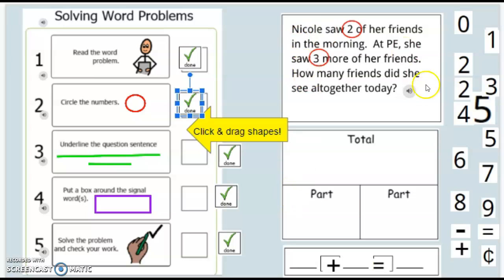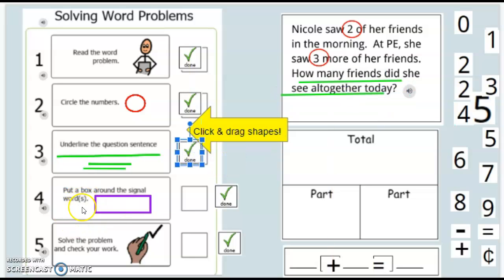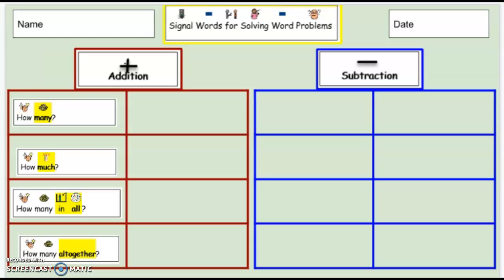Underline the question sentence. I find my question mark and read the sentence that is there. How many friends did she see all together today? Underline. And then we check that off. Put a box around the signal word. Let's go back to our signal words one more time. How many, how much, how many in all, how many altogether.